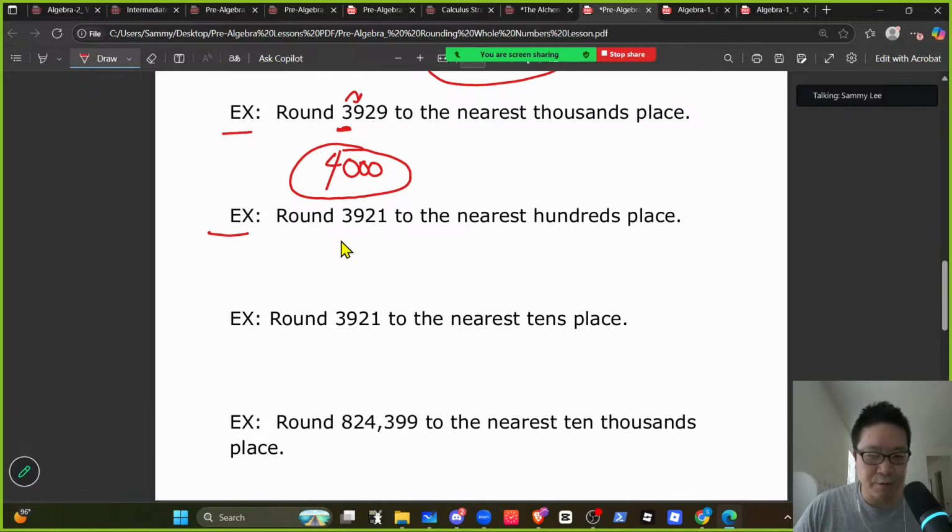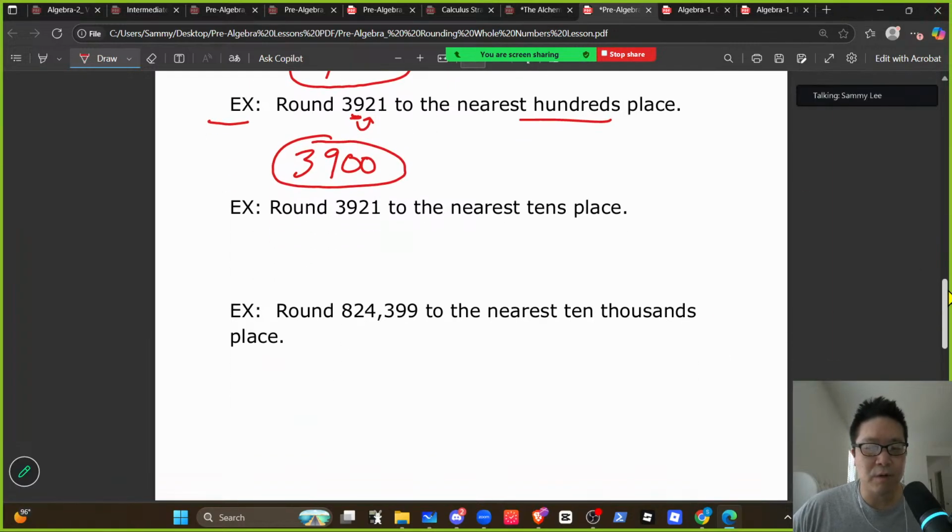Round 3,921 to the nearest hundreds place. And let me know when you're done. All right. 3,900. All right. So the nearest hundreds place is that. The number to the right of it is a 2. So we're going to round down. So 3 stays the same, 9 stays the same, and everything to the right gets turned into zeros. 3,900. Very good.